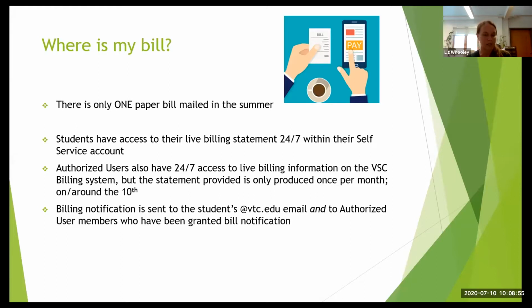And that's on the student's end. If you have an authorized user set up, they only have access to the VSC billing system, which is a little different because it's not live information. The statement provided there is only produced once a month, on or around the 10th of each month. Billing notifications are sent to the student's vtc.edu email and to the authorized user who is set up as well.